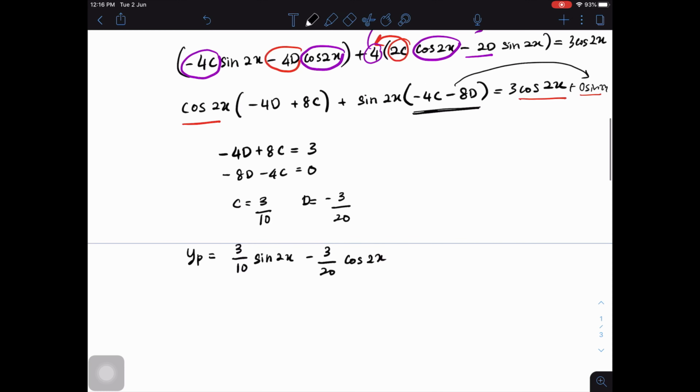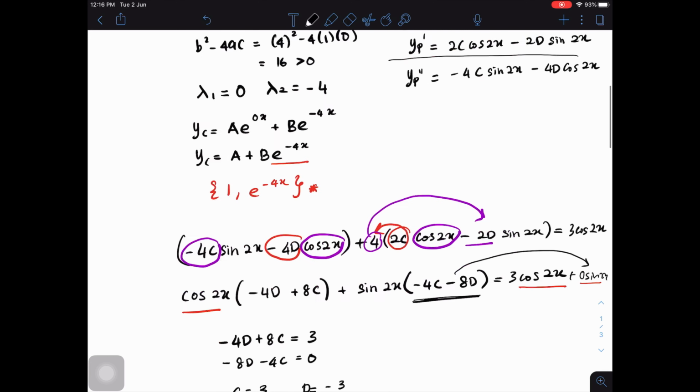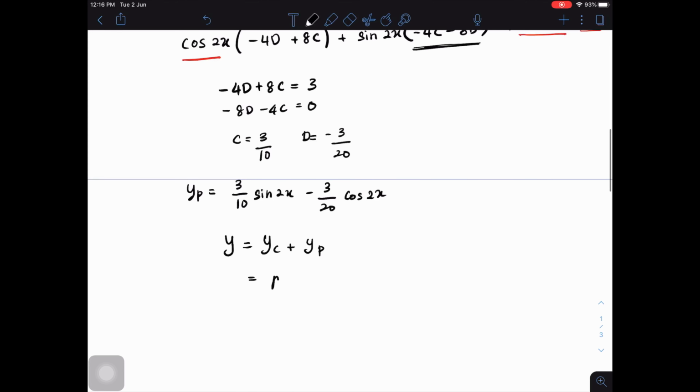So now we can find the solution to our differential equation y, where y is equal to yc plus yp. So what we will have is our yc, a plus b exponent negative 4x, plus our yp, which is 3 over 10 sine 2x minus 3 over 20 cos 2x. So this is the solution to our second order differential equation.